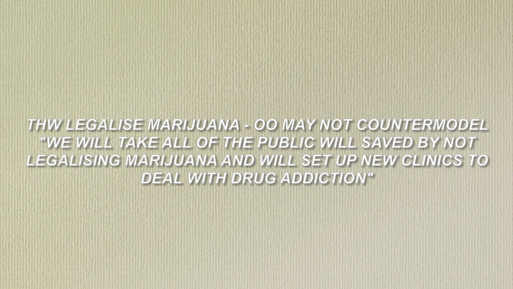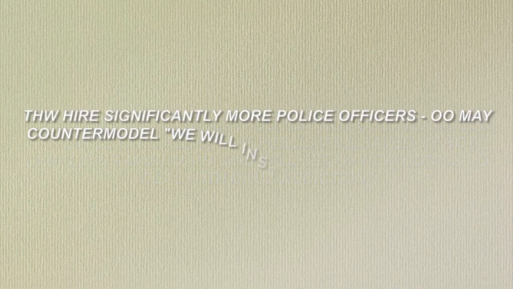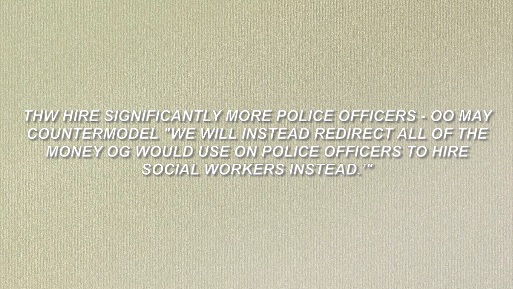From the manual, in the motion this House would legalize marijuana, saying from OO, we will take all of the public will saved by not legalizing marijuana and set up new clinics to deal with drug addiction is not permissible because you can't convert the public will into money easily in the vast majority of circumstances. This house would hire significantly more police officers. If the OO says, we will instead redirect all of the money OG would use on police officers to hire social workers instead, that is a permissible countermodel because it's easy to see how you could spend less money on one thing and spend it on another.